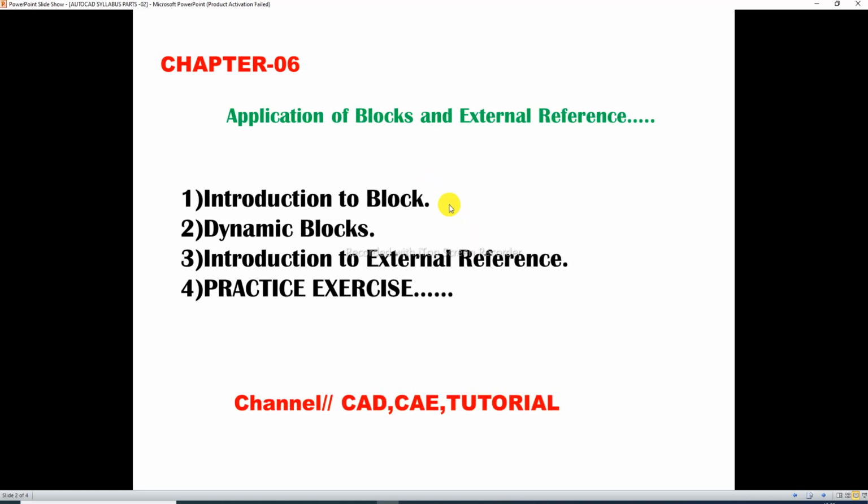The next chapter is chapter 6, application of blocks and external reference. This is very important in the AutoCAD syllabus. See all the points here. First point is introduction to block. Second point is dynamic blocks. Third point is introduction to external reference. Fourth point is practice exercise.